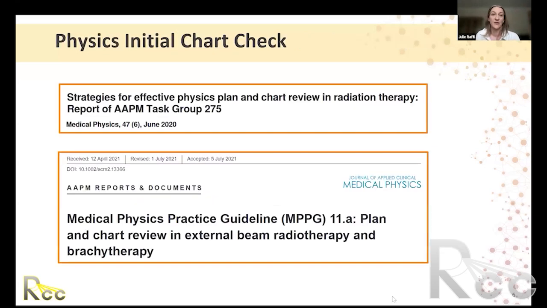So there's a lot that goes into a physics initial chart check. It's hard to fit all of the details on one slide, but 2 great references to look at for plan and chart reviews are in AAPM Task Group 275, and then also in the Medical Physics Practice Guideline 11A. These give a lot of information about what's included in physics chart review and different checklists you might consider, different components you might consider when establishing policies at your site. And some of the checklist items are going to change when moving from 2D to 3D. You're going to be adding in additional checks in your physics review process.